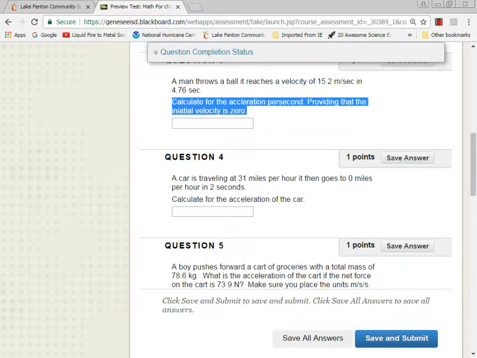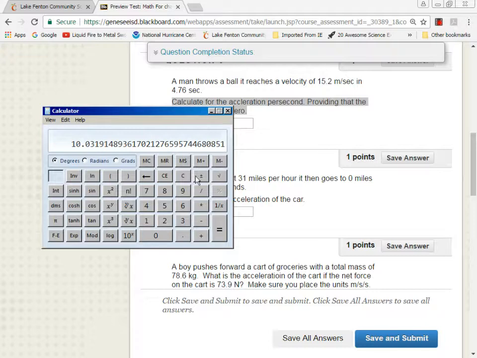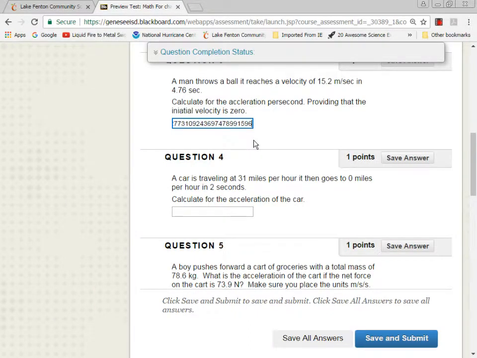So once again, it's going to be first number divided by second number, or 15.2 divided by 4.76 equals, edit, copy, and paste that right in there to the second decimal.